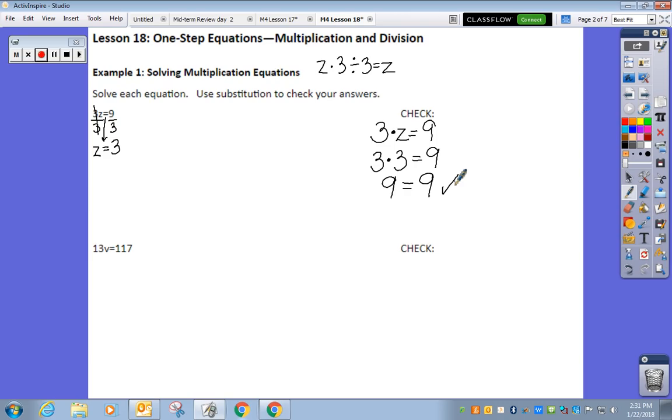So for the next one, we have 13 times v is equal to 117. Again, my goal is to get the variable by itself. So if I'm using multiplication, I'll want to undo it with division. So I'll divide both sides by the number that's next to the variable. So divide by 13. 13 divided by 13 is 1, so they just cancel each other out, leaving me with v. And then I would have to do 117 divided by 13.